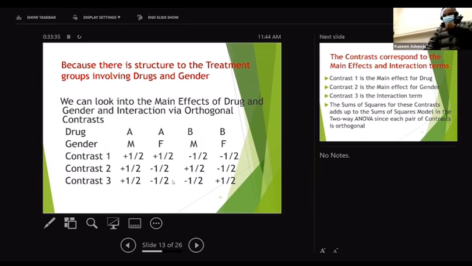Now look at contrast three. Plus half and plus half is on A and B, for male and female, and minus half and minus half on the others for both male and female. Then what I'm actually testing is the effect of interaction between drugs A, B. Now, each of these contrasts is actually sending different information that can be tested.